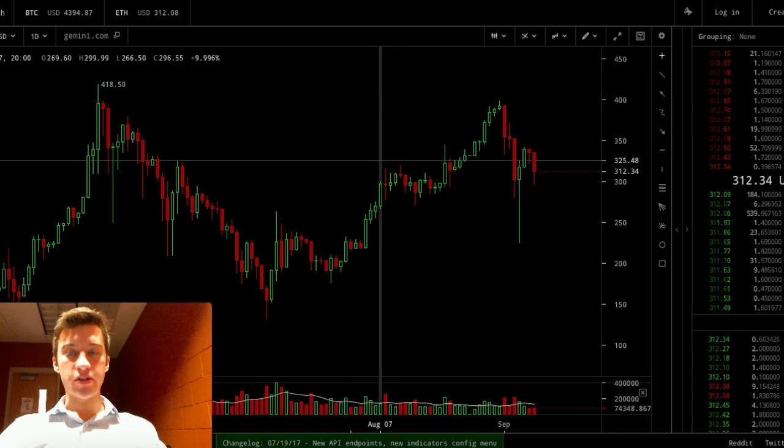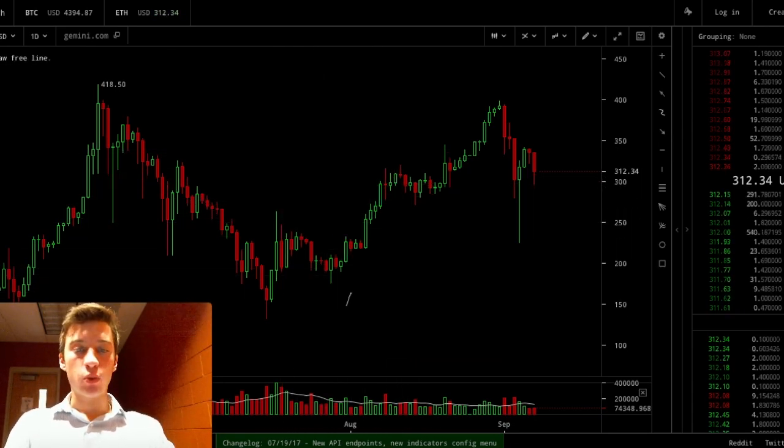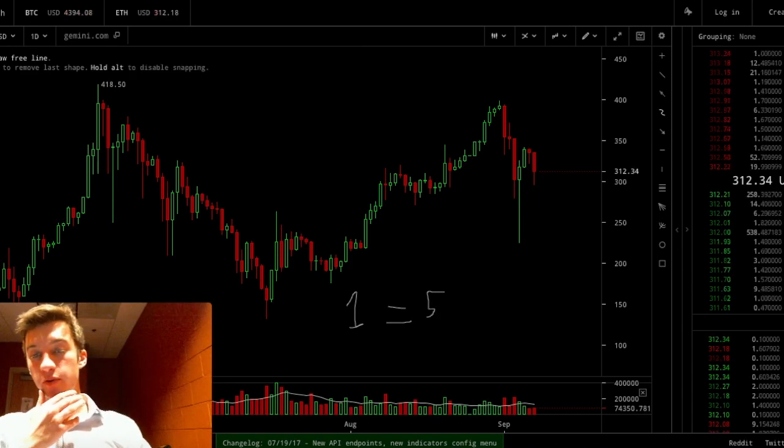And when wave 3 is extended, and this is really important, wave 1 will usually equal wave 5. I'm going to write that down. Wave 1 and wave 5 will usually be equal in magnitude if wave 3 has extended.